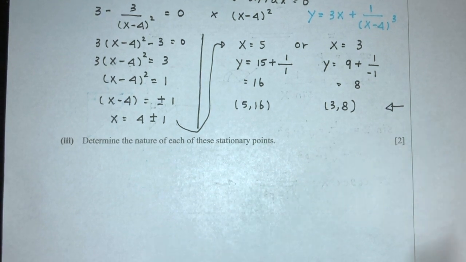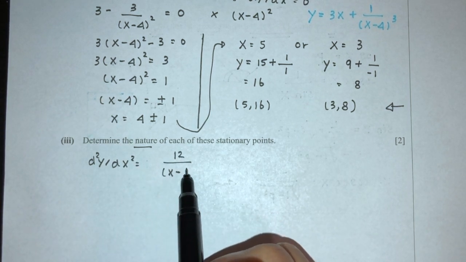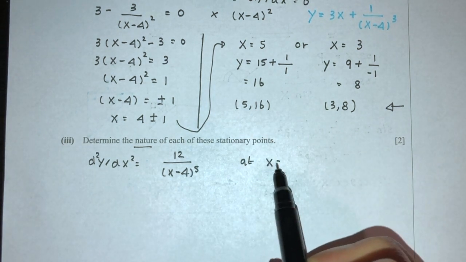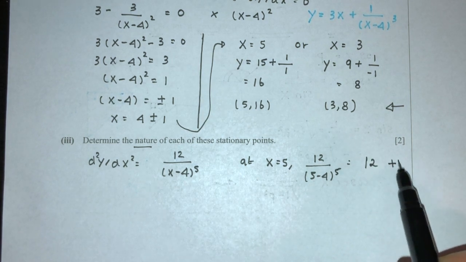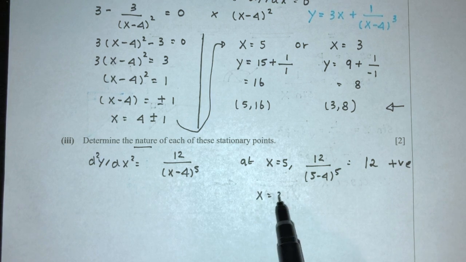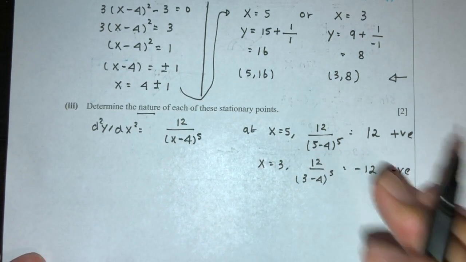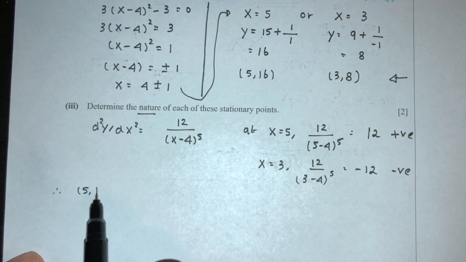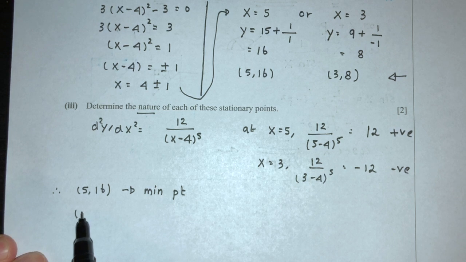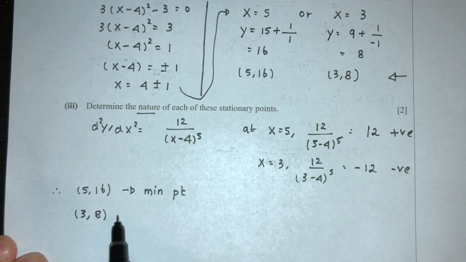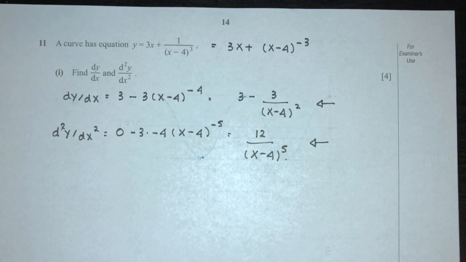Now for part 3, determine the nature of the points. So for nature, we have to use d2y by dx2. This is 12 over (x minus 4) to the power 5. So at x equal to 5, that will be 12 over (5 minus 4) to the power 5. That will be 12, a positive value. And at x equal to 3, that will be 12 over (3 minus 4) to the power 5, which is minus 12, a negative value. So based on this, you can write down that the point (5, 16) is a minimum point. When you have a minimum point, the other point has to be a maximum point. This will be the maximum point. Okay, so that will be your question number 11 for part 3.